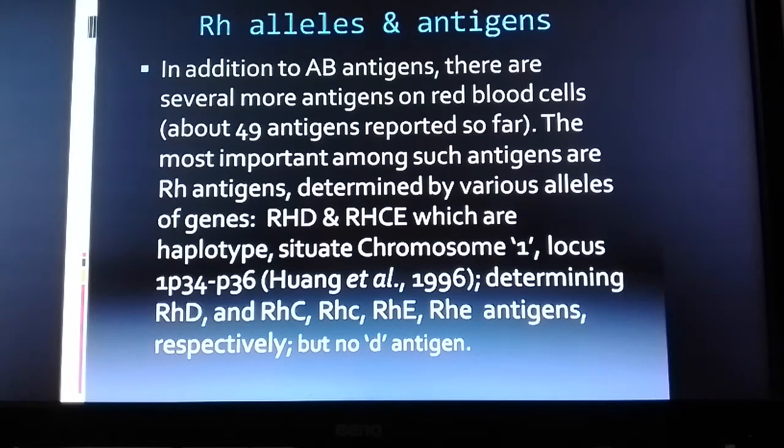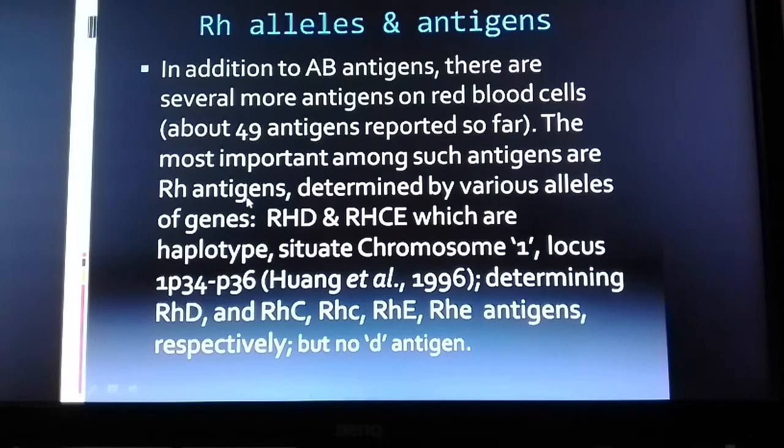In addition to this, some more antigens have been reported on the red blood cells of humans. About 49 antigens have been reported so far, which are said to be non-AB antigens in general. Among them, the RH antigen is considered very important because of its clinical significance.